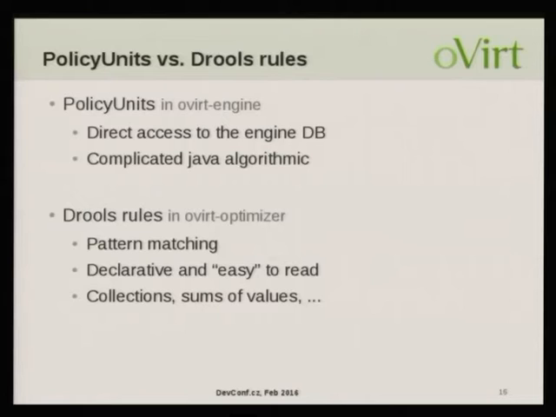Now, any optimization actually relies on the model perfectly matching the world, the domain. Unfortunately, currently, it's not the case. We are pretty close, but not as close as we would like to be, because in the engine, that's the internal scheduler, one by one, we have policy units, and those are standard Java classes with algorithms and computations. And we have direct access to the engine database, and we have much more data there. The optimizer is using REST API. It's not getting all the data the engine actually has in the database. We are improving that, but still we are not getting everything. But it's using pattern matching, it's declarative, and it's pretty easy to read, although I'll show you a complicated rule that might not look like that to you. But it's not hard to read.